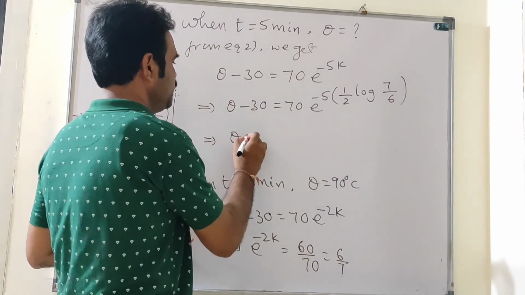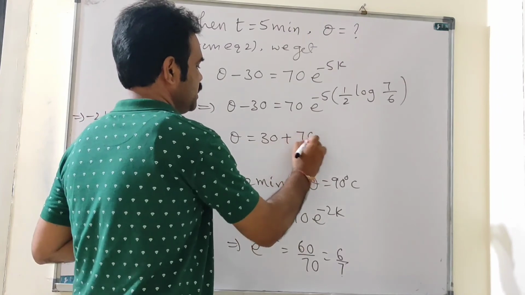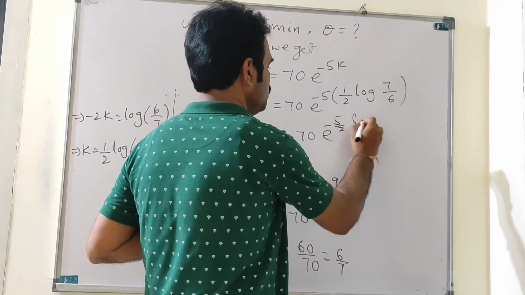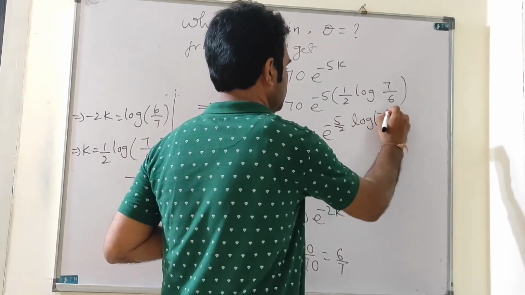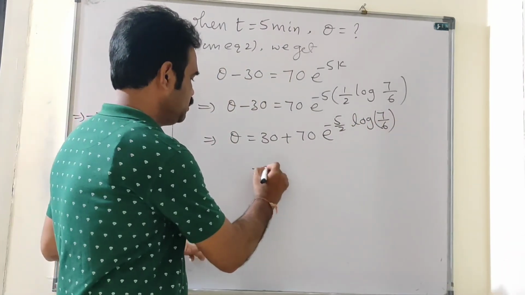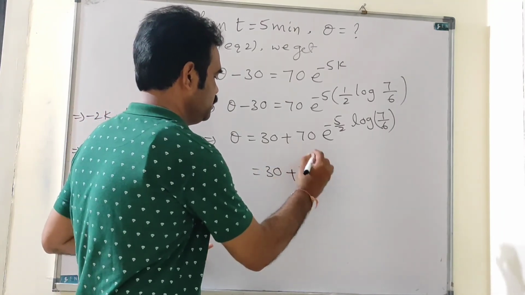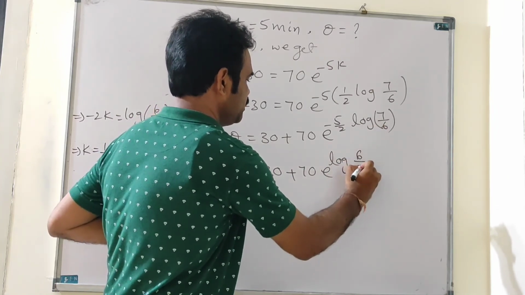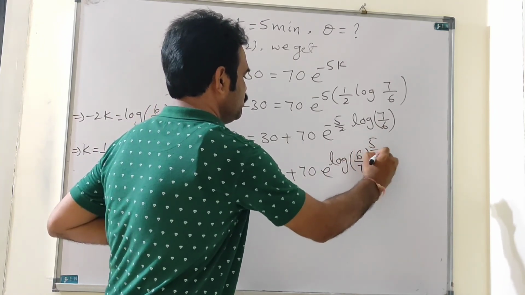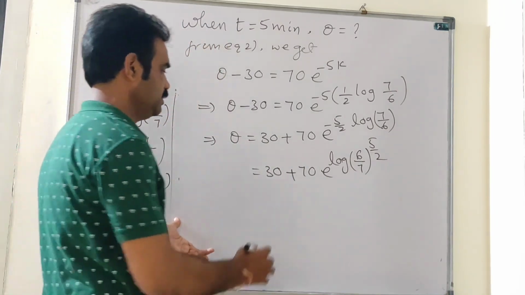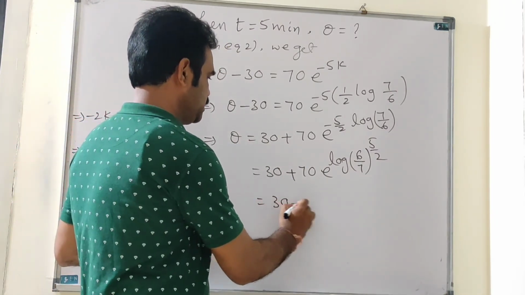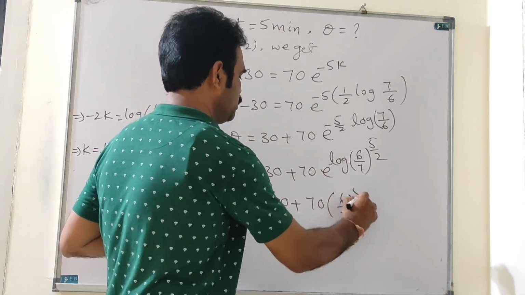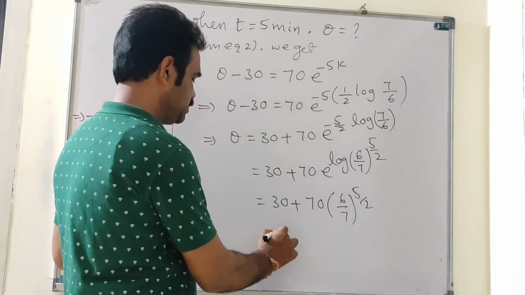So this implies that theta equals 30 plus 70 e power minus 5 by 2 log 7 by 6. That is equal to 30 plus 70 into e power log, this can be written as 6 by 7 whole power 5 by 2. That is equal to 30 plus 70 into 6 by 7 whole power 5 by 2.